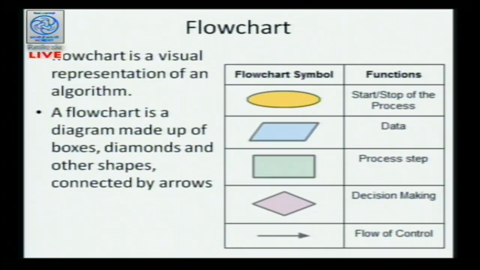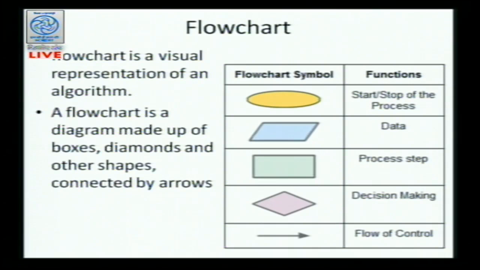The oval shape is used to represent the start and stop of a solution process. Then we represent data with a parallelogram shape, and a rectangle we use to describe a process step in the flowchart. The diamond shapes are used whenever we are going to take any decision, right, and the arrow tells me the flow of control of my algorithm, right.